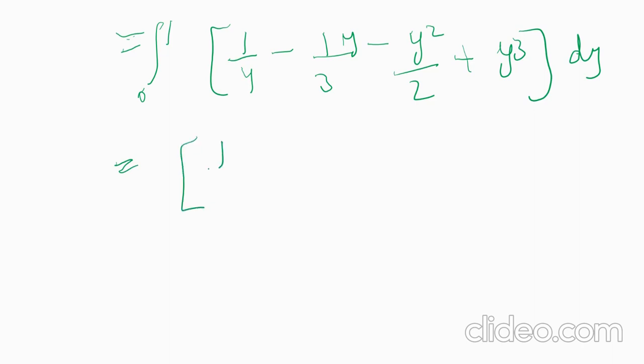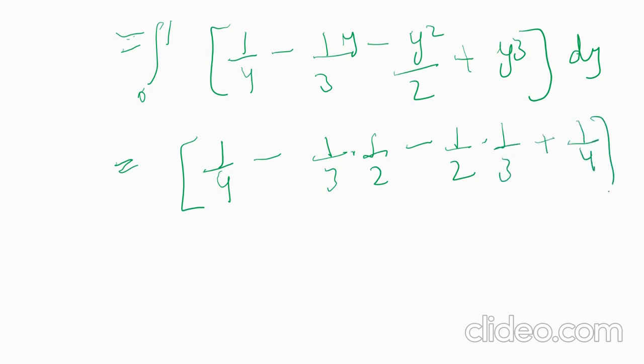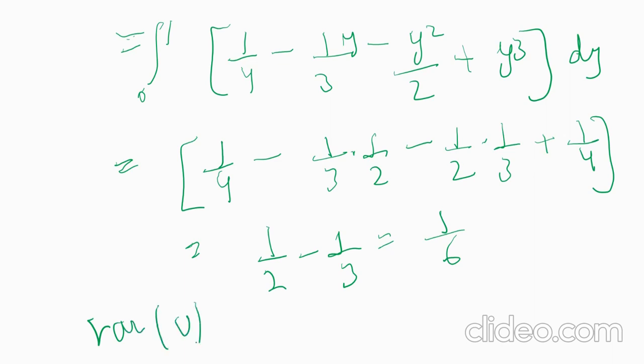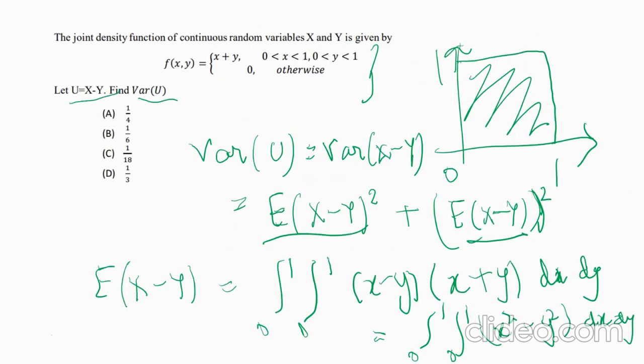Then it will be 1 upon 4, y minus 1 by 3, 1 by y square will be 1 upon 2 minus 1 by 2, 1 by 3 plus 1 upon 4. So it will be 1 by 2 minus 1 by 3, which will be equal to 1 by 6. So now the variance of u will be equal to 1 by 6 minus 0 square, which will be equal to 1 by 6. So 1 by 6 will be the answer.